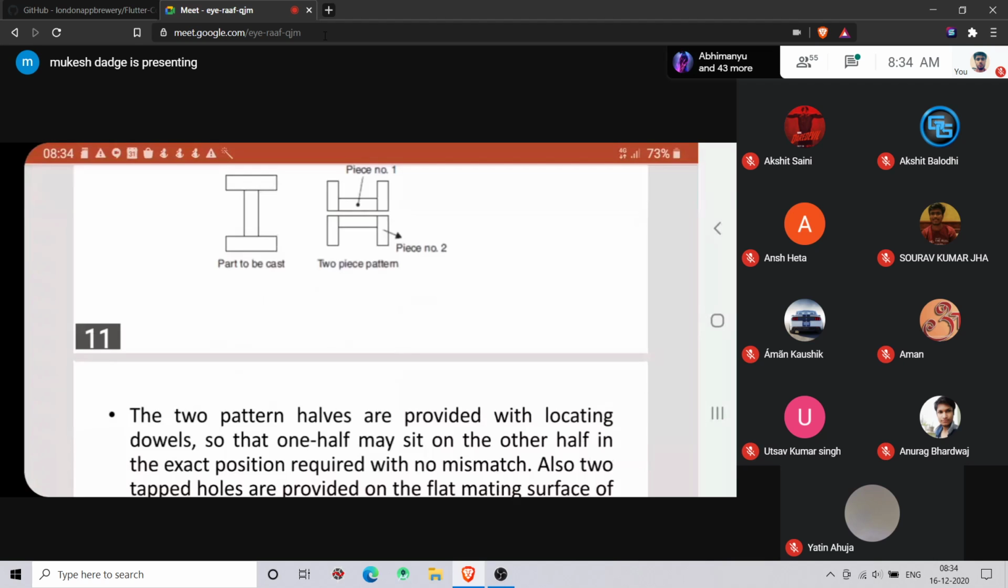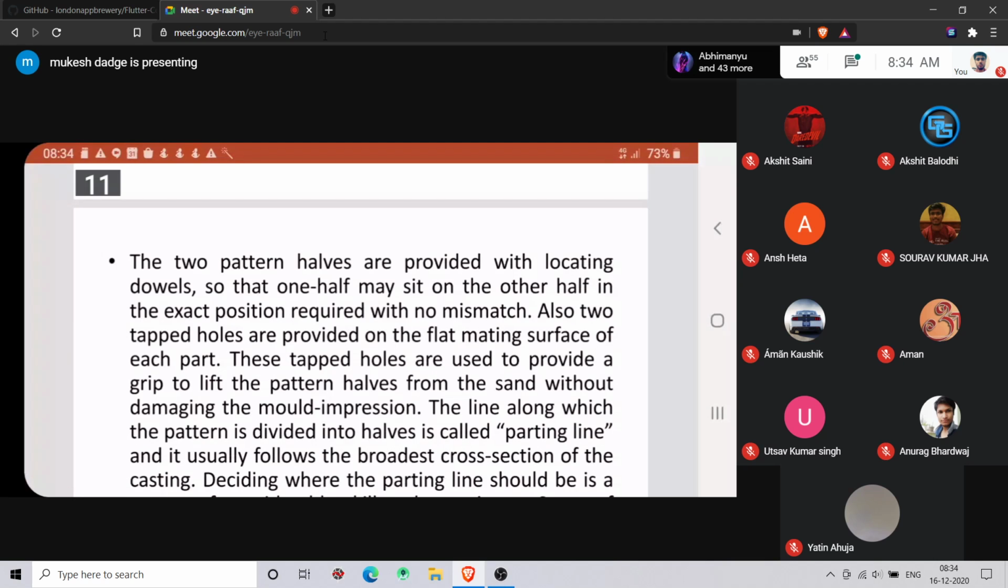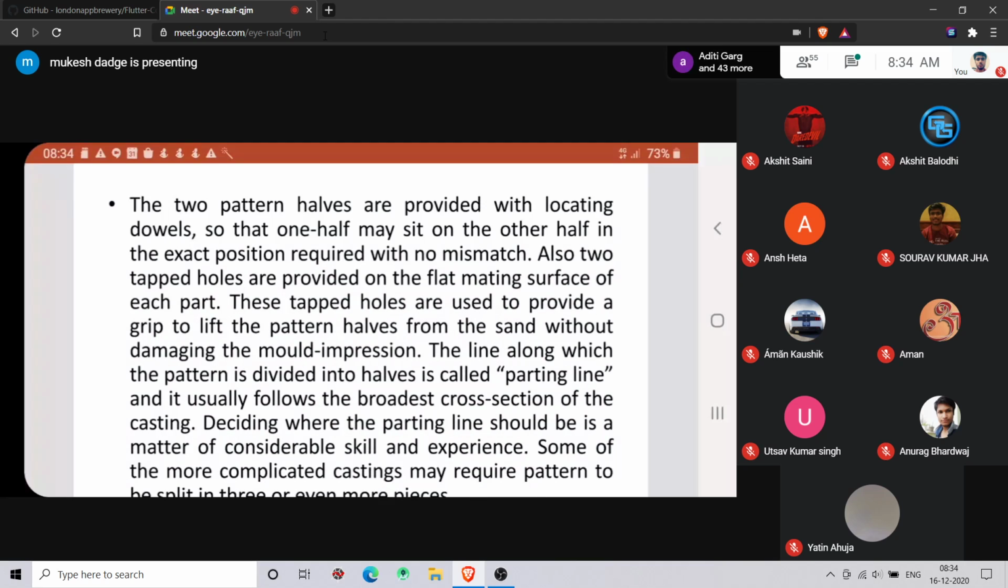So it is indicated in this portion, right? The two pattern halves are provided with locating dowels so that one half may sit on another half in the exact position required with no mismatch. Right? So mismatching is one of the defects in casting. If the pattern is mismatched, that mismatch will be in the casting also. So we have to take care for better alignment of your pattern.